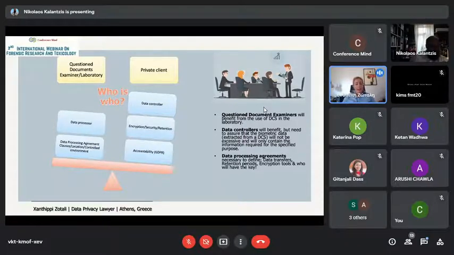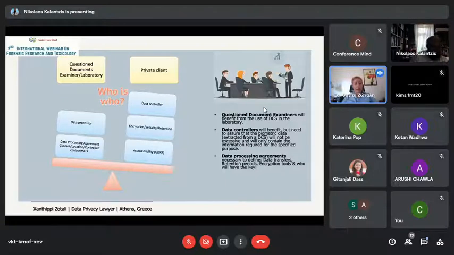And in this case, the bank, the private client, is a data controller because they already have collected those biometric data and probably already have decrypted them in a file, if they are allowed to, from the data subject. And the laboratory, the examiner, is the data processor, the one that will have to do the actual processing on that biometric data.